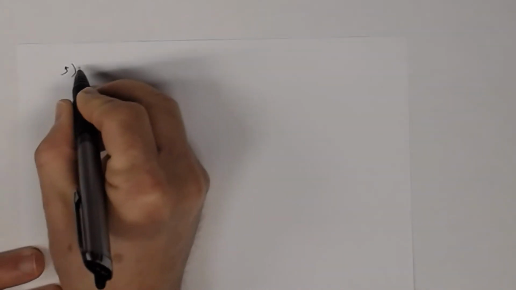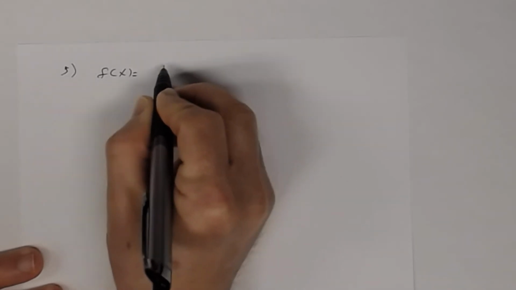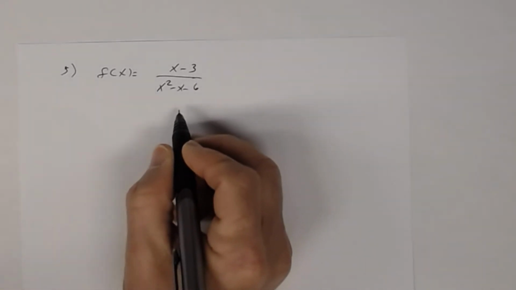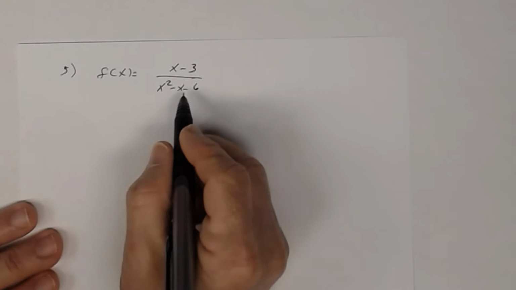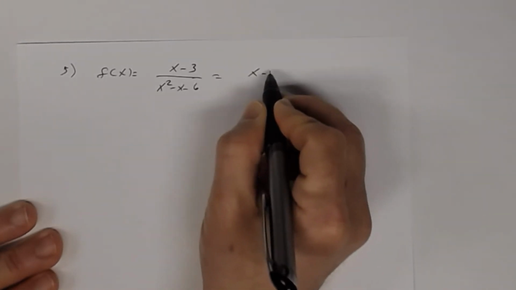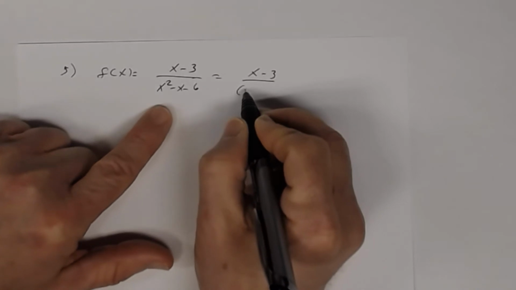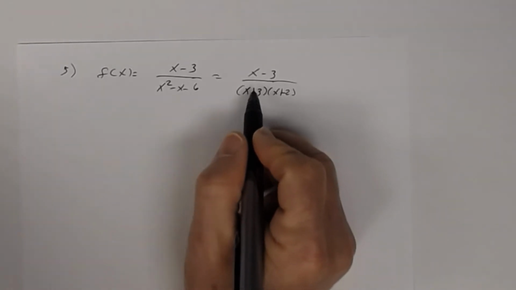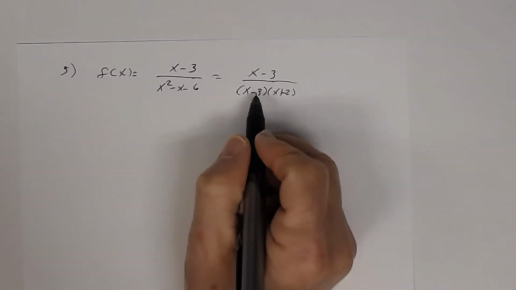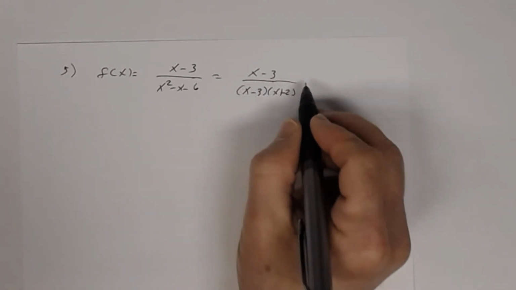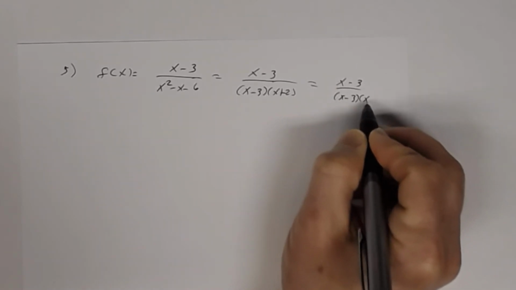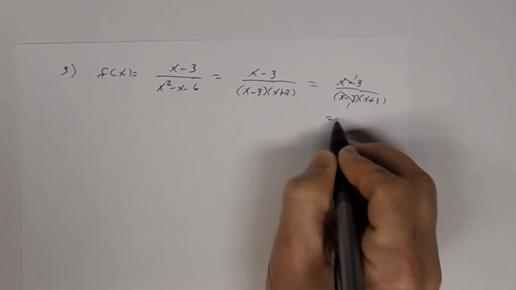For number 5, we have f of x equal to x minus 3 divided by x squared minus x minus 6. When I factor the denominator, with the numerator being x minus 3, I get x minus 3 times x plus 2. Now notice this time there are common factors, so I'm going to reduce. Rewriting it, x minus 3 divided by x minus 3 times x plus 2. These divide out, and I get 1 divided by x plus 2.